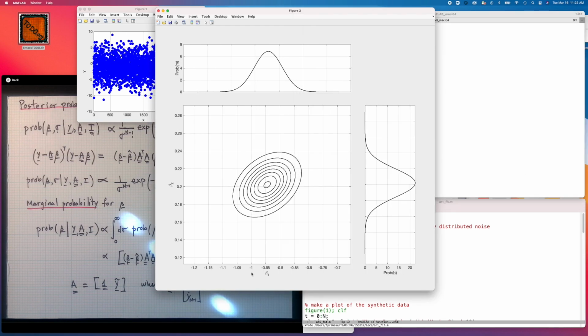Now I notice that all the significant probability is between minus 1.1, let's say, up to minus 0.8. So it's much narrower in this direction. And similarly in this direction, all the probability is between maybe 0.26 and 0.14, let's say. So they're getting narrower, and we're recovering the correct value.